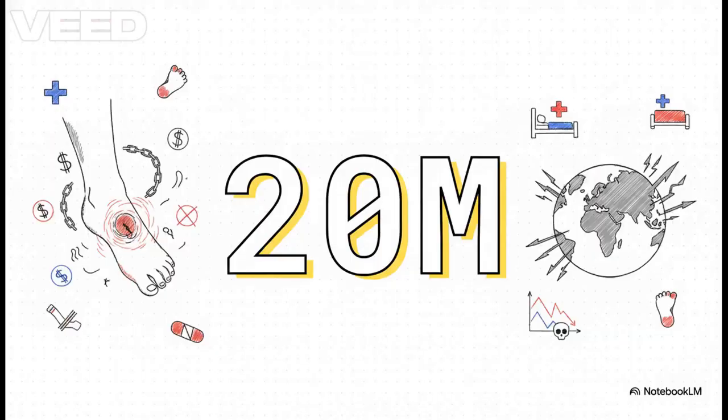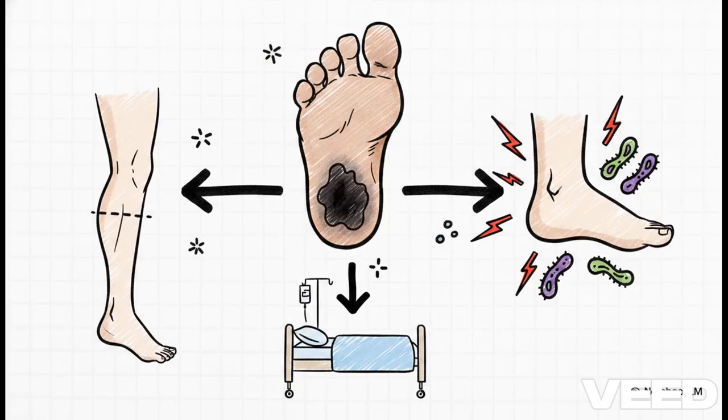Okay, so let's set the stage here with the actual stakes. 20 million. That is the estimated number of people worldwide affected by diabetic foot ulcers every single year. I mean, it's just a staggering figure, right? It represents a massive global burden. We're talking disability, mortality, and astronomical healthcare costs. And the harsh reality is, without appropriate timely care, these ulcers aren't just about localized pain. They are quite literally the leading cause of lower extremity amputations, serious infections, and major hospitalizations. So the prevention and proper management of these ulcers is genuinely a matter of life and limb.